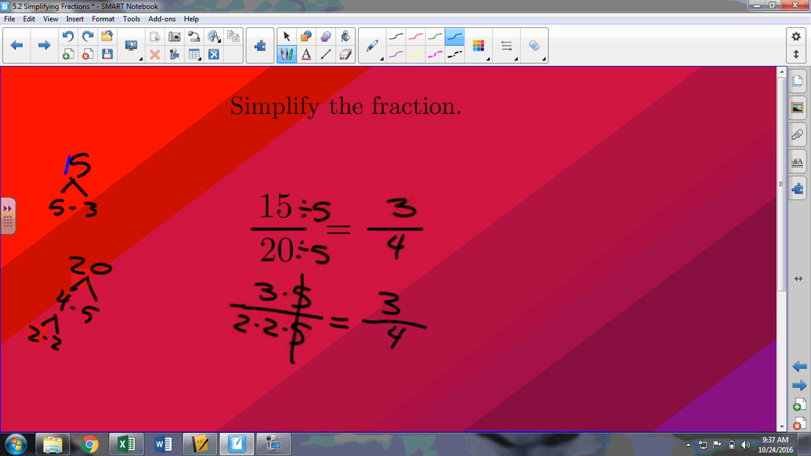And I'll admit, unlike most students, I prefer this dividing method. Less writing. I think it's quicker. I think it's easier for the way my brain is wired. It's the one that I like.